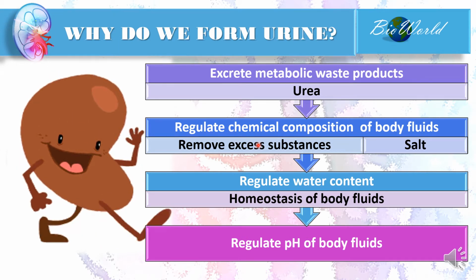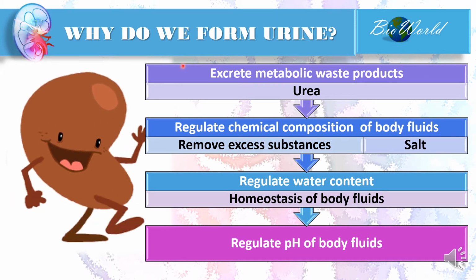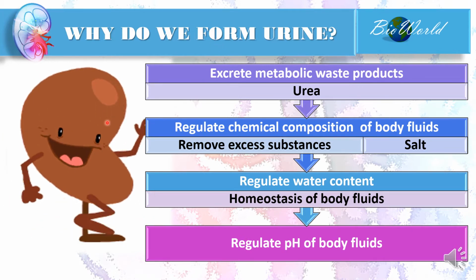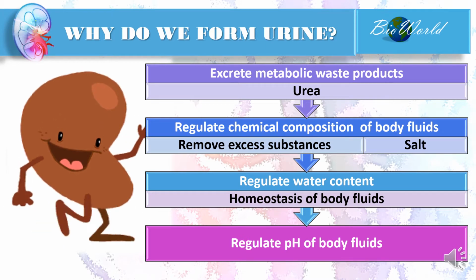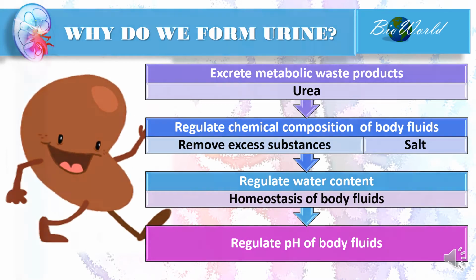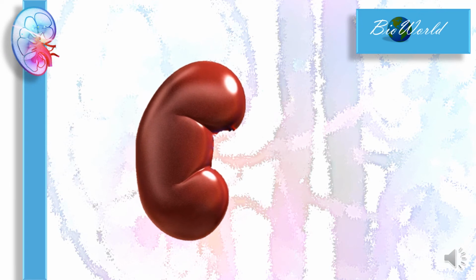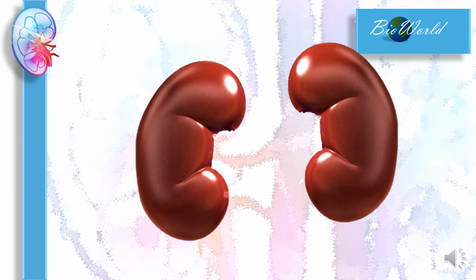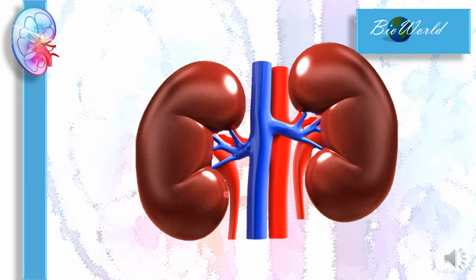So before we go into the details of how urine is formed, let's study the organ that is responsible for urine formation, that is the kidney. We have a pair of kidneys. The kidneys receive oxygenated blood from the dorsal aorta, which branches into the renal artery, and the deoxygenated blood from the kidney is transported via the renal vein up the vena cava.